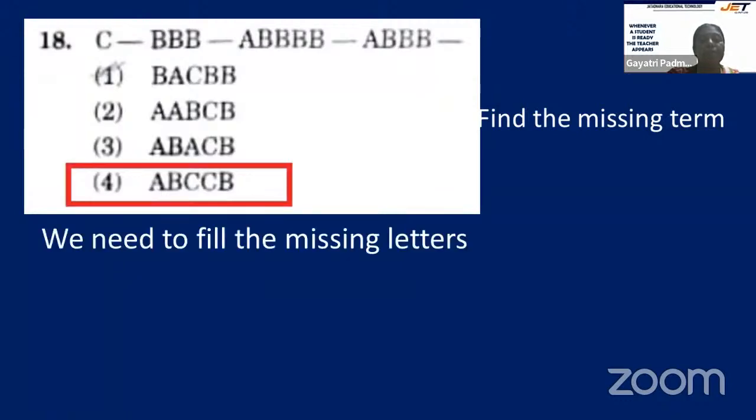Let's see. We need to fill the missing letters. So we have C before B, A, right? And 4 B's are there, so 1 B has to be filled. Next you have A, 4 B's, after that C. Next A, then after B, again you have C. All right. So with this, your option 4 would be the correct option.